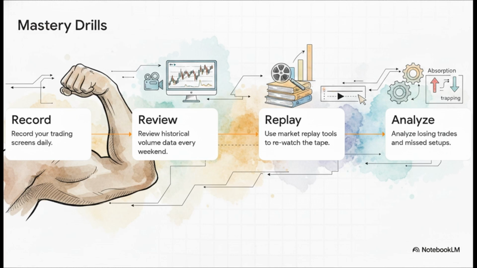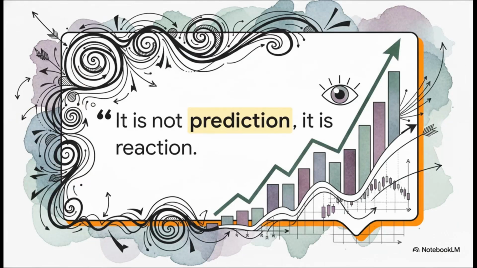You need to actively rewatch the order flow tape of the trades you lost, and honestly, just as importantly, the order flow of the perfect setups you completely missed. You'll quickly see what absorption and trapping look like in hindsight, so you can execute on them flawlessly in real time. This brilliant quote from our source material really hits the nail on the head and highlights the ultimate lesson of this entire explainer. You cannot predict the future.